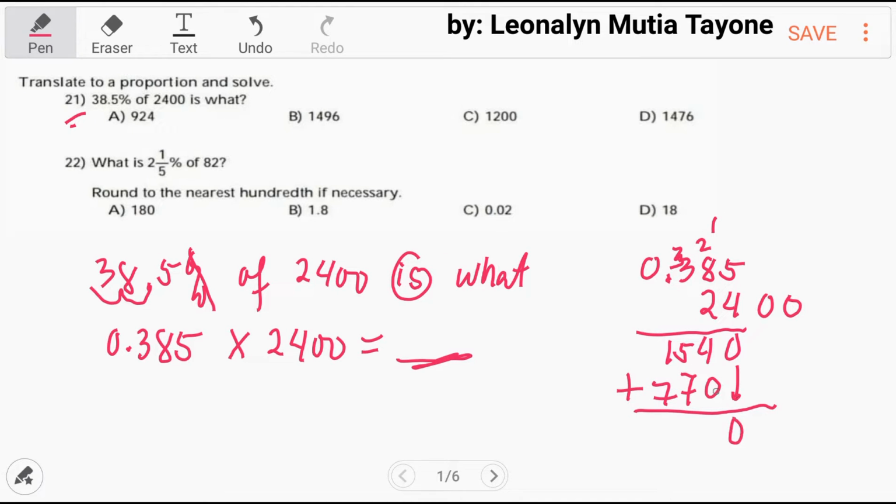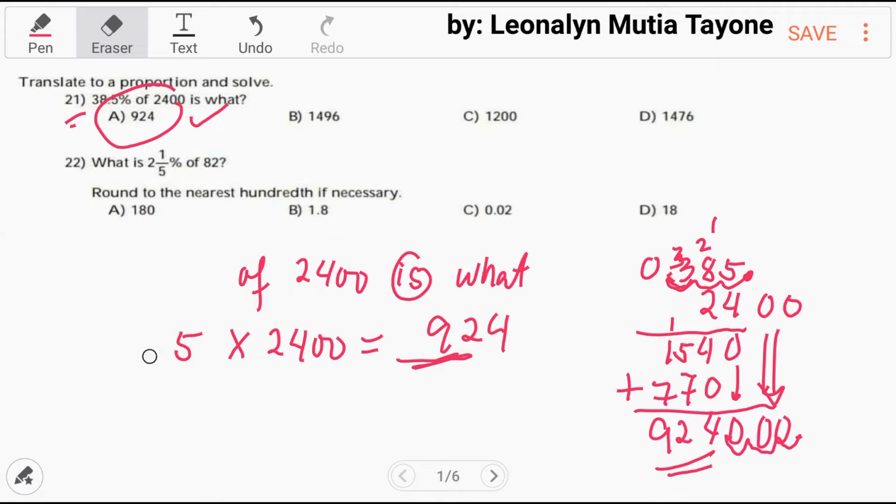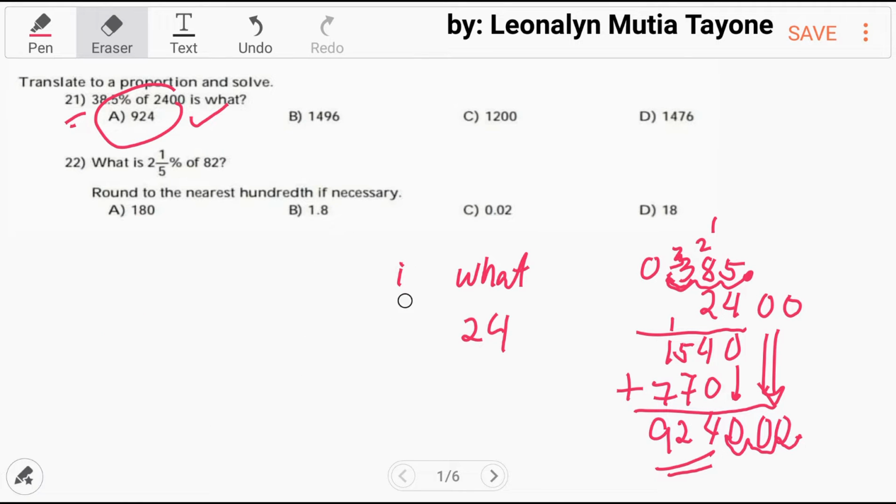This is 0, 4, 12, carry 1, this is 9. At itong dalawang 0 na yan, i-drop mo lang yan dyan. Next, 1, yung decimal mo, 1, 2, 3. So, from here, 1, 2, 3 to the left at ang sagot dito ay 9, 2, 4. Nasaan yan? Letter A, 924. Next, dito tayo sa number 22.